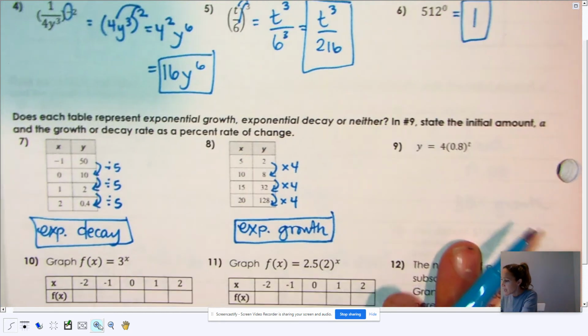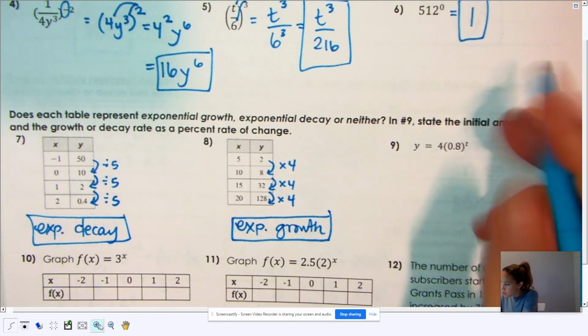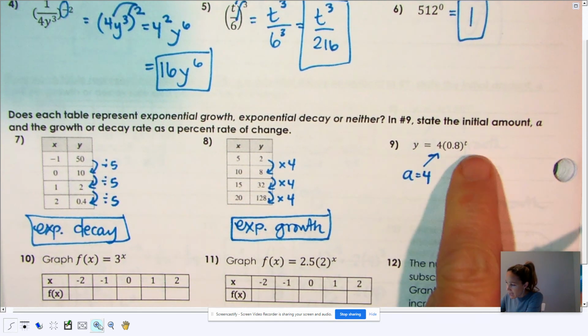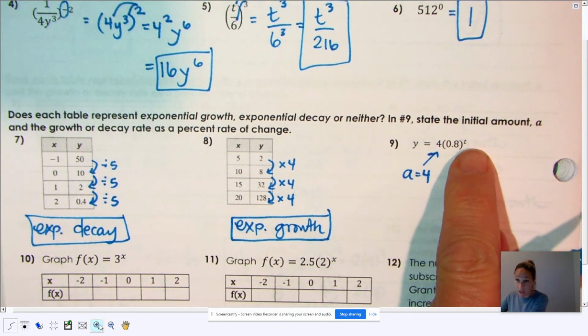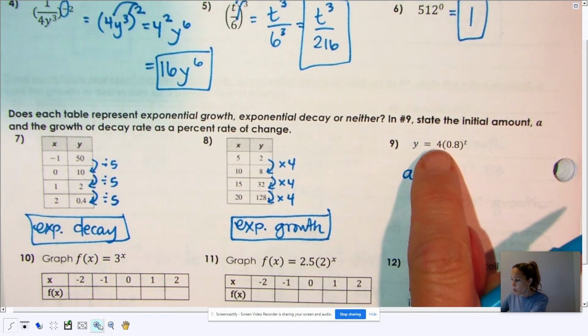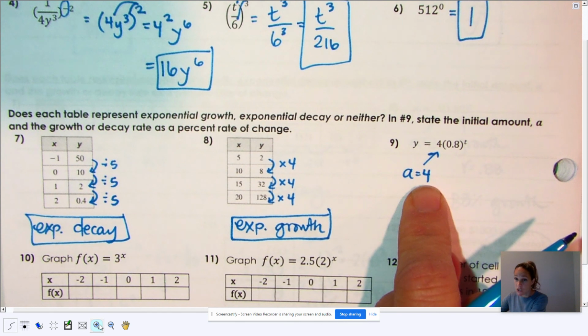Okay, number 9, now we need to state the initial amount, A. That's easy, A equals 4. Because if I had T was 0 years, like right at the beginning, that part would just be 1. And so 4 times 1 is just 4. That's our initial amount when time is 0.